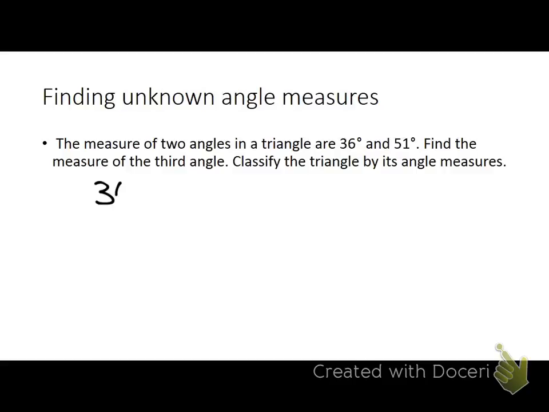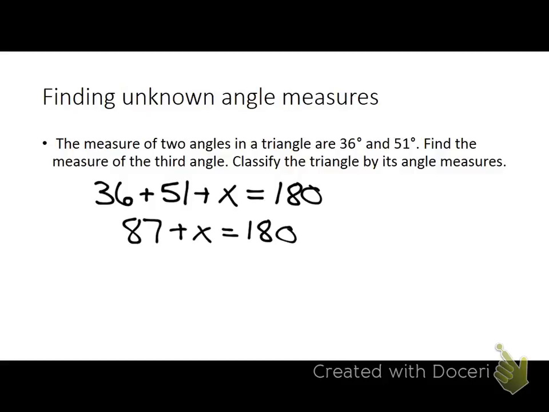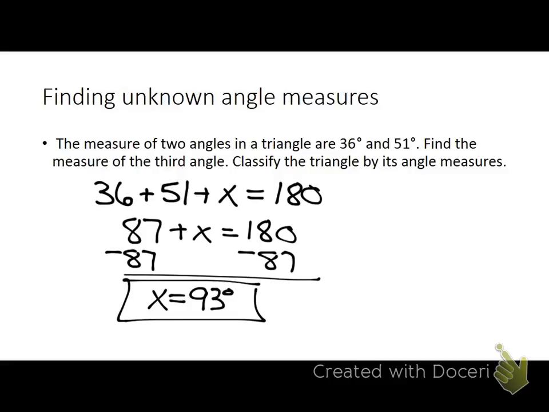All right, and then what do I do? You add the two numbers. So what's 36 plus 51? 87 plus x equals 180. Subtract 87 from both sides. And what do you get? 93. X equals 93 degrees. So that's your first answer.